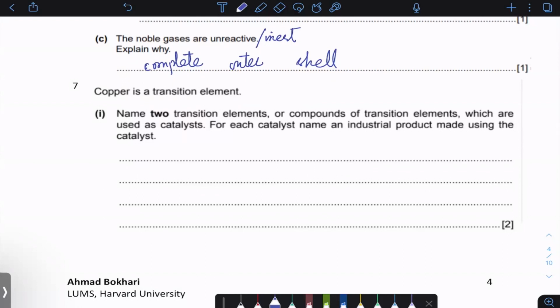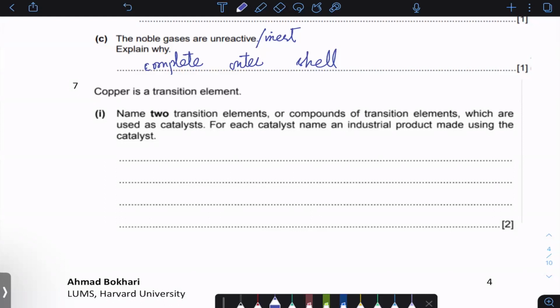Copper is a transition element. Name 2 transition elements or compounds which are used as catalysts. Now, there's a list of this in the notes that I shared with you the other day. Make sure that you go through that file multiple times every week ताकि आपको वो चीजें पूरी तरह से याद हो जाएं. Okay? It is super important that you do.